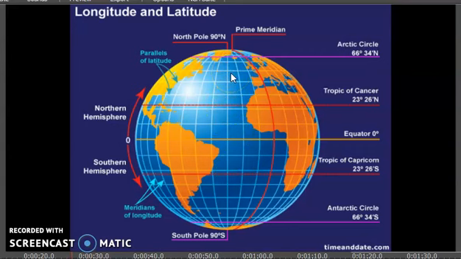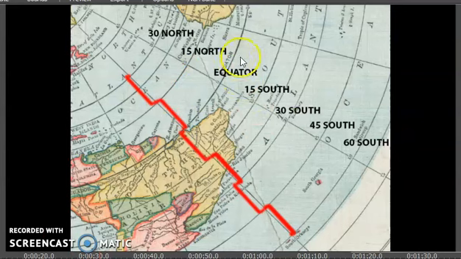However, because this is a three-dimensional object being projected onto a two-dimensional surface, they do not appear to be equal, but they are equal. On a flat Earth azimuthal map, Gleason's map, they are also equal. So this is 60 degrees south, 45, 30, 15, equator, 15 north, 30 north, and each one of these segments is equal. There is no distortion north to south.